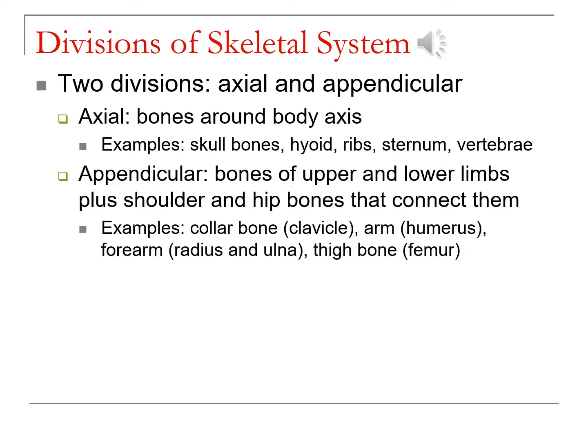While the second division is the appendicular. These are bones of the upper and lower limbs, plus shoulder and hip bones that connect them. So these bones include the collarbone or clavicle, the arm or the humerus, the forearm, including your radius and ulna, and your thigh bone, the femur.